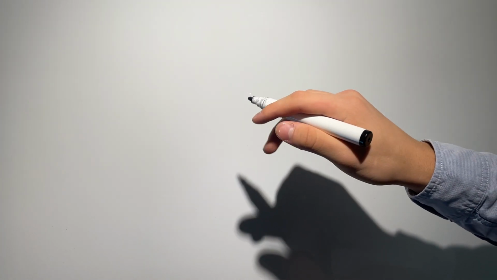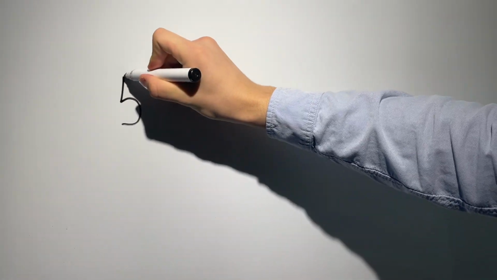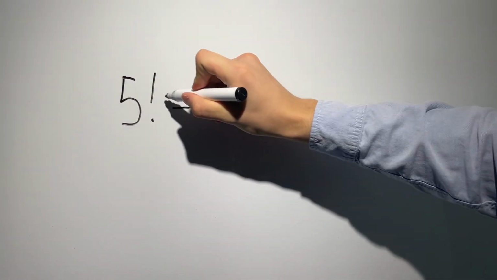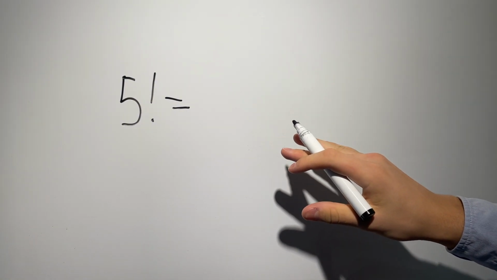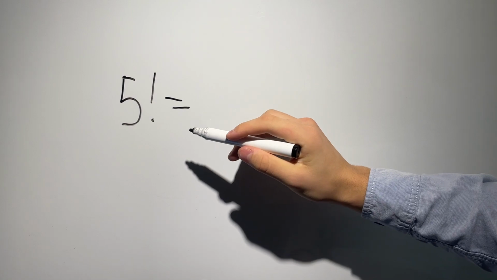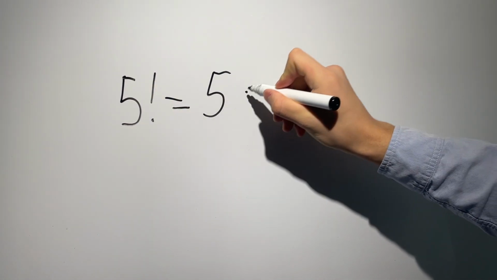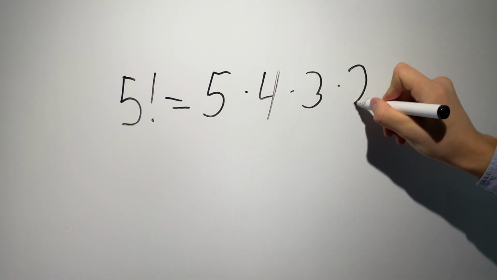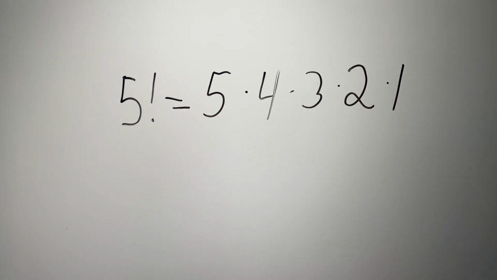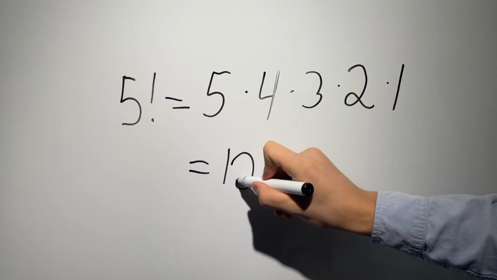Okay, first things first, a factorial is a simple concept. Let's say we have 5 factorial here. It's the product of all the positive integers up to a given number. So 5 factorial means you multiply 5 times 4 times 3 times 2 times 1, and that gives you 120.